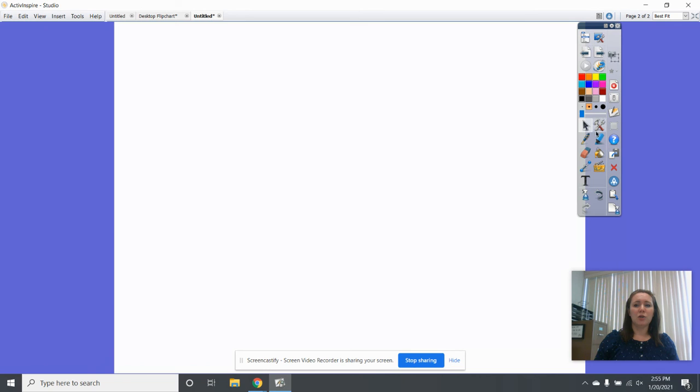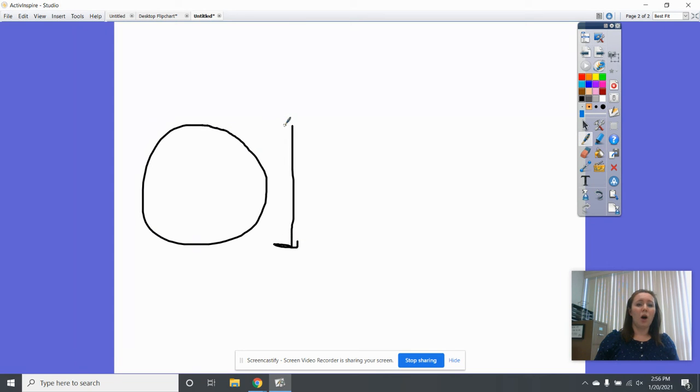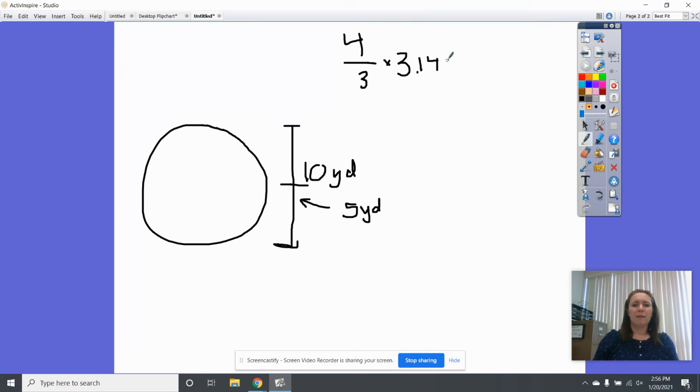Another type of problem that you could see is like this, and maybe they tell you all the way across the sphere is 10 yards. Well, all the way across is called the diameter. So you just have to cut that in half, and halfway across is the radius, which is 5. So then again, we do 4/3 times, in my calculator I'm doing 3.14, or pi, times 5 to the power of 3. That's 5 cubed.